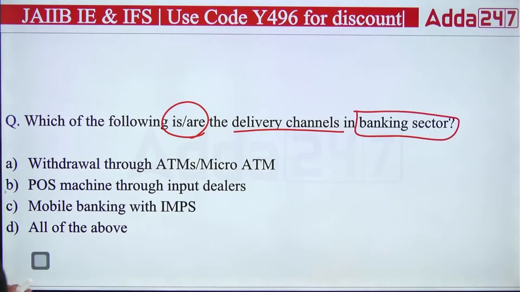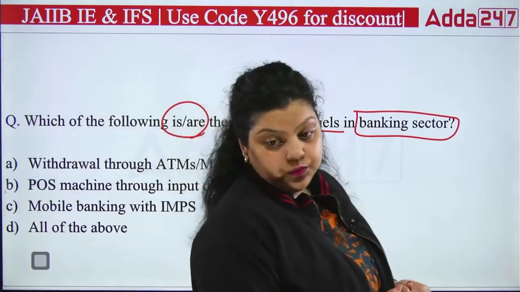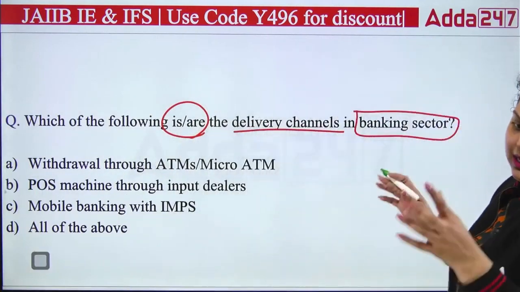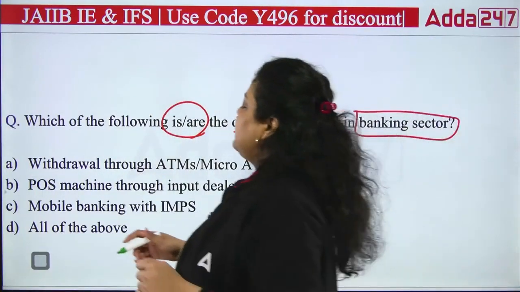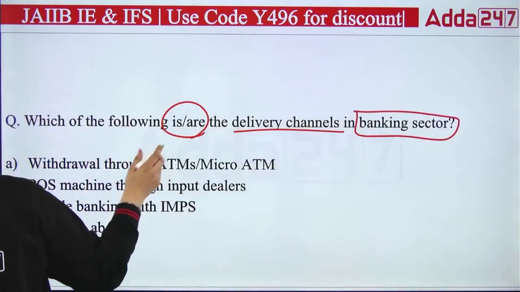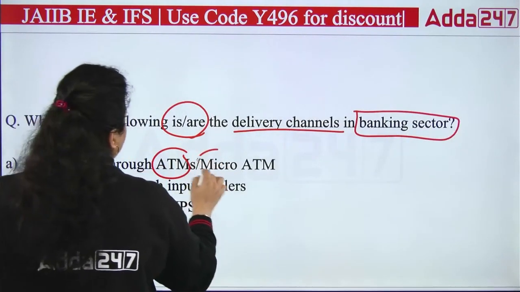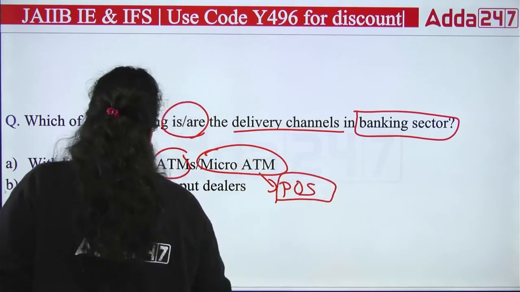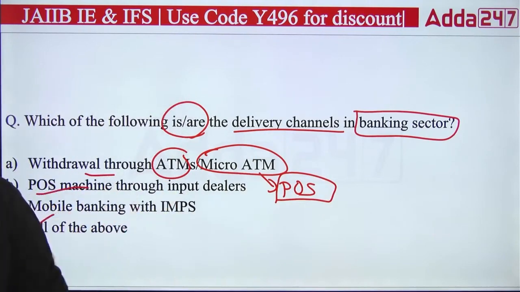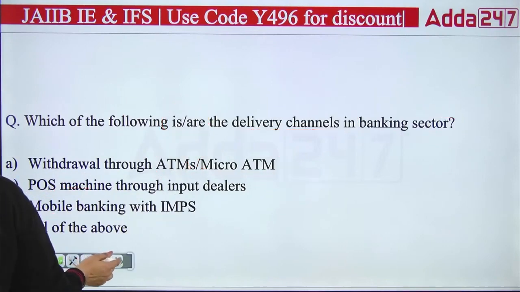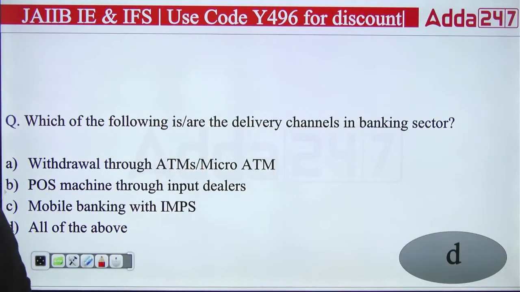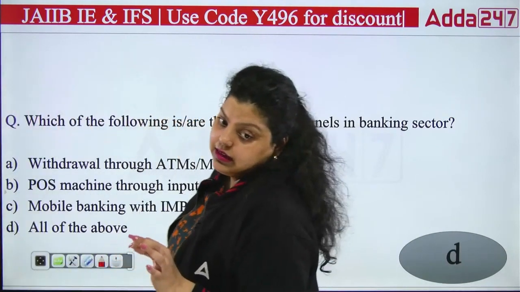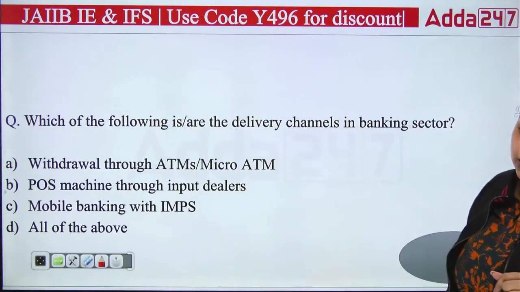So let me know which of the following is correct here. The right answer is all of the above. All are delivery channels: withdrawal through ATM or micro ATM, POS terminals, which are the micro ATM only, POS machines through input dealers, and mobile banking with IMPS, Immediate Payment Service. So all are the delivery channels of the banking sector. So your right answer will be D, all of the above.